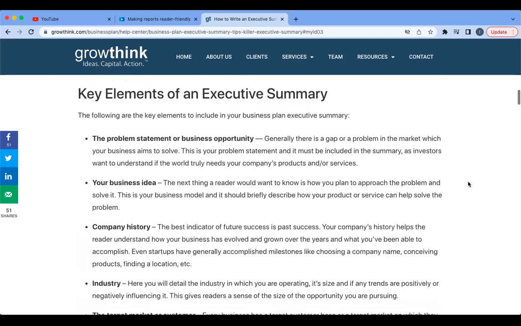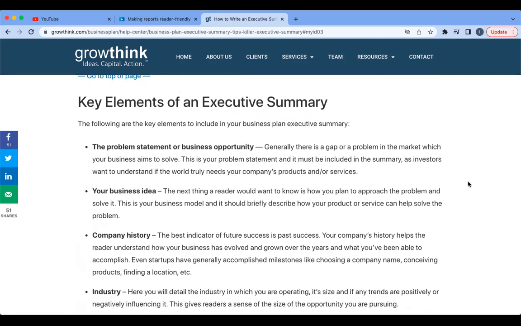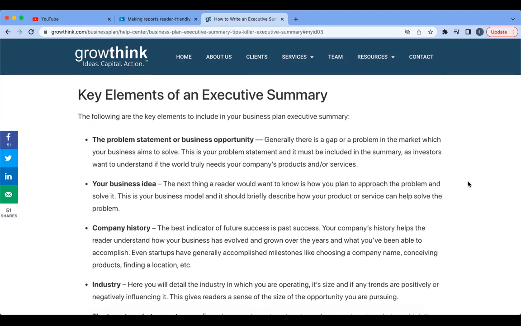The key elements of the executive summary are as follows. The problem statement is the first and most important element within the executive summary. The problem statement or the business opportunity will introduce the gap or the problem in the market which your business aims to solve. It should be included in the summary as the first important sentence. Investors want to comprehend whether the world truly needs your company's products or services.